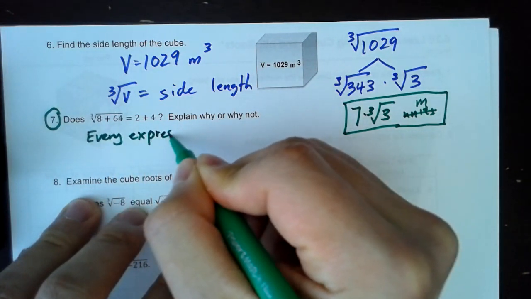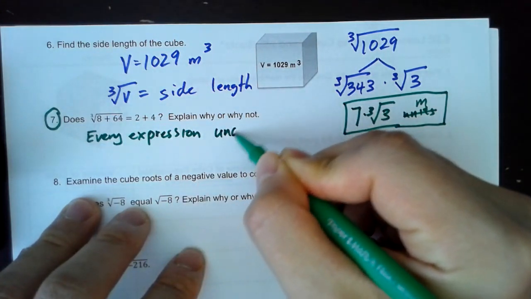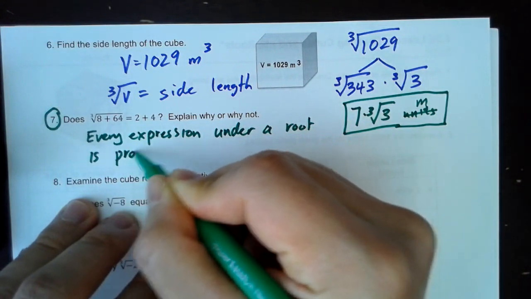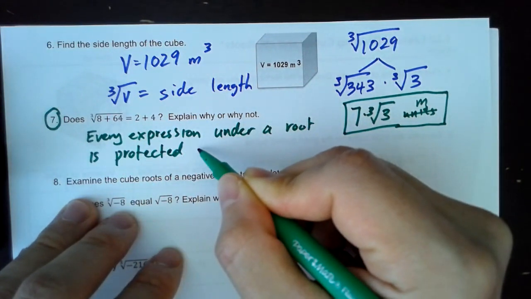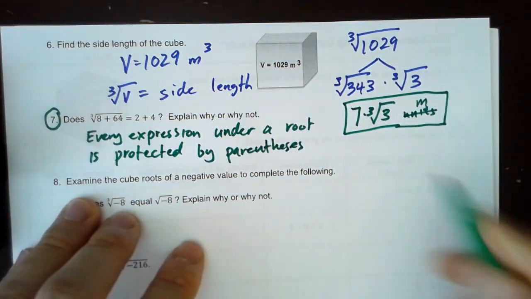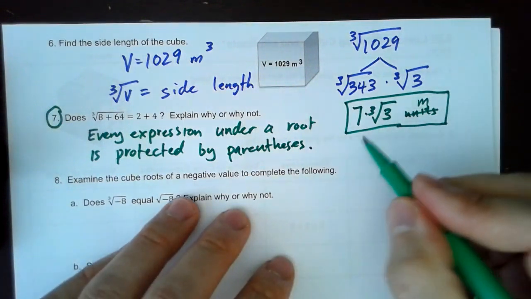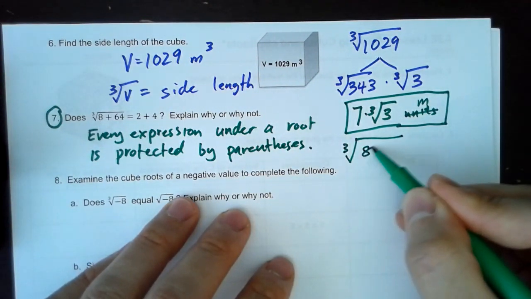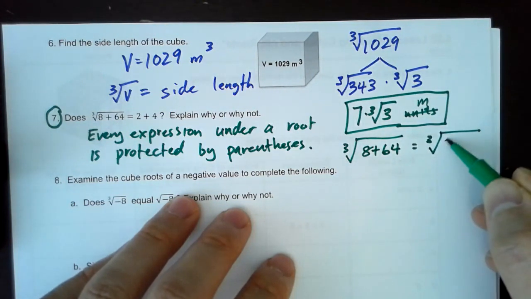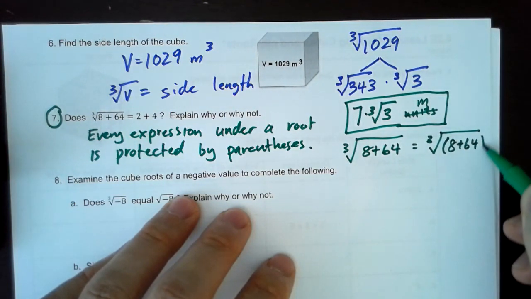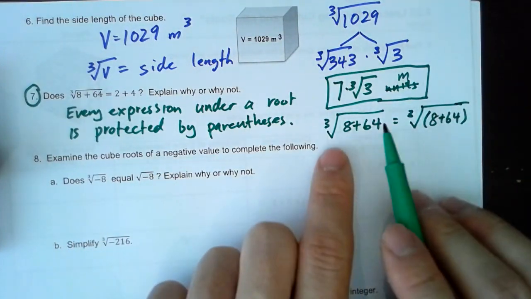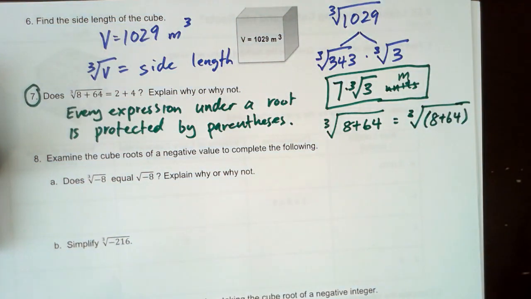Okay, so I think the one thing we have to note is every expression under a root is protected by parentheses. Therefore, if you have the cube root of 8 plus 64, that is equivalent to the cube root of (8 plus 64) written like that. There are invisible parentheses around the expression of 8 plus 64.